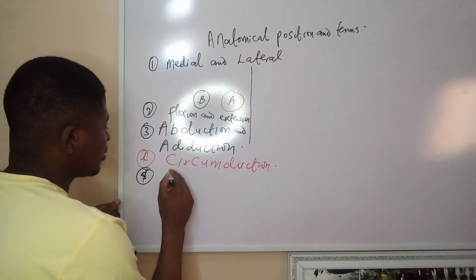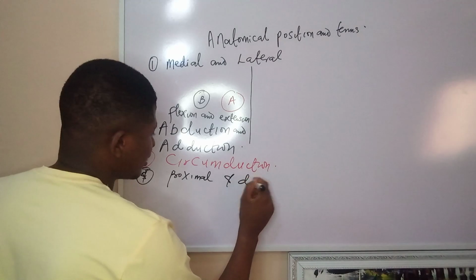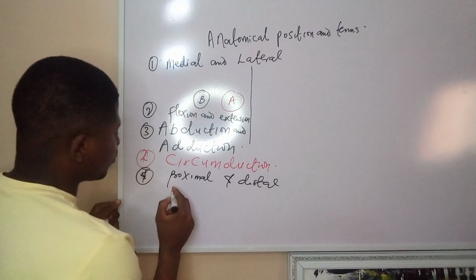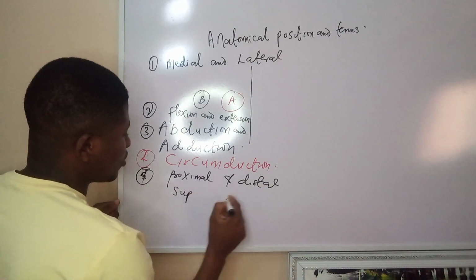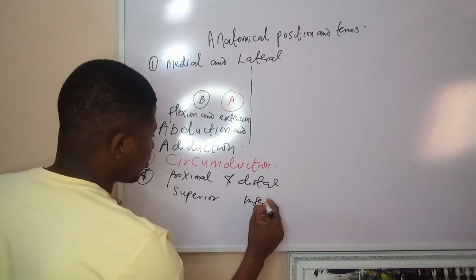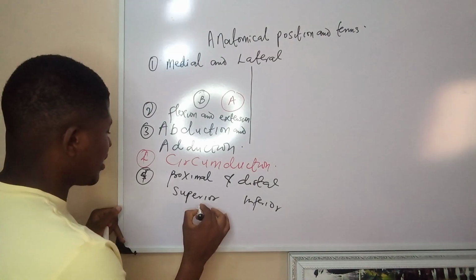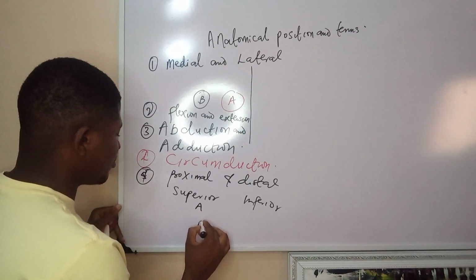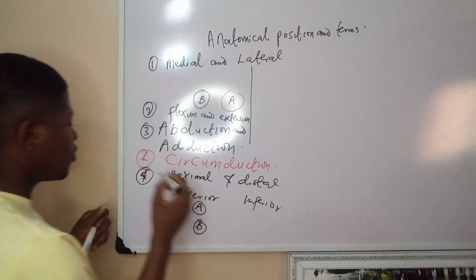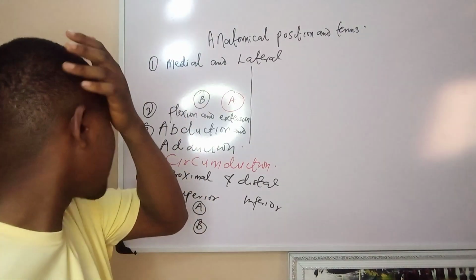Then the next one, number 5, is proximal and distal. Proximal is superior, distal is inferior. Do you understand? So if I say this is A and this is B, the one that is up is superior or proximal, the one that is down is inferior or distal.